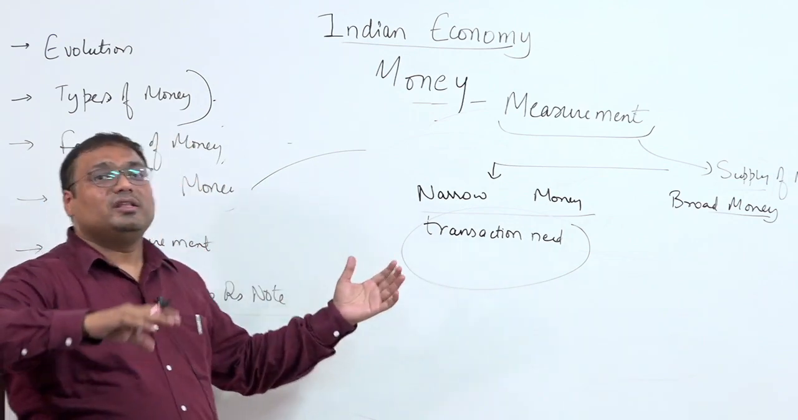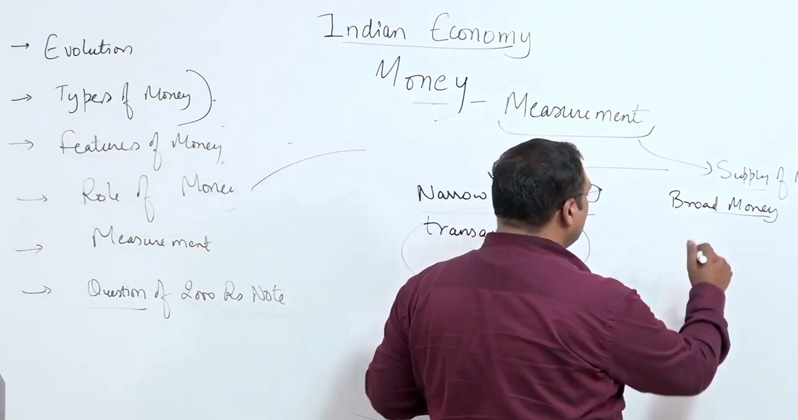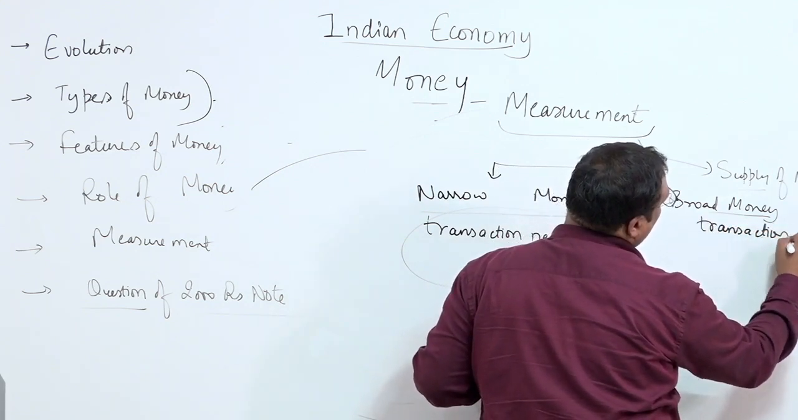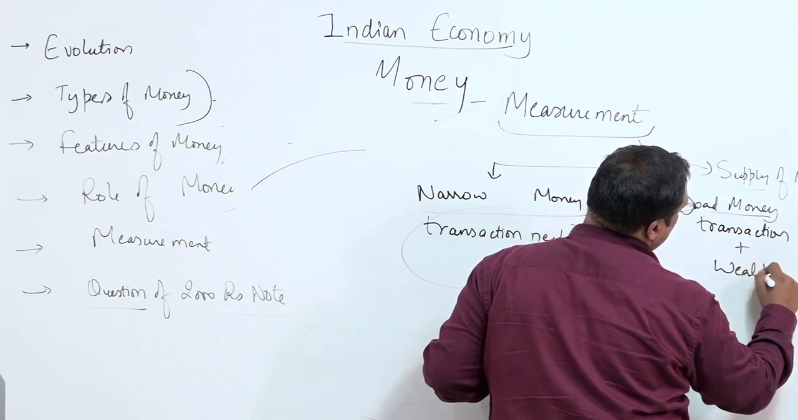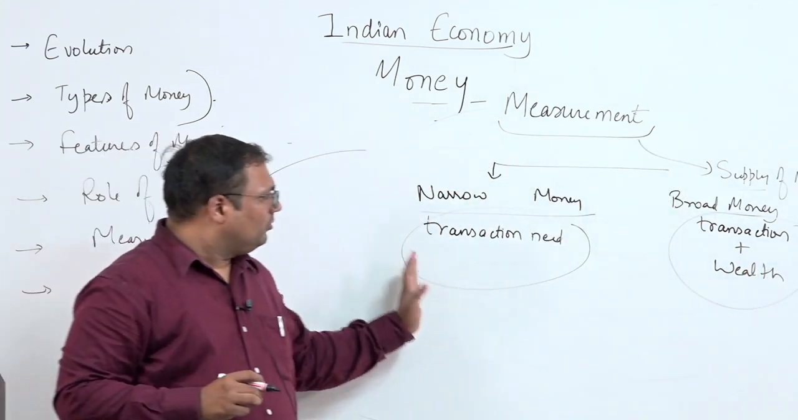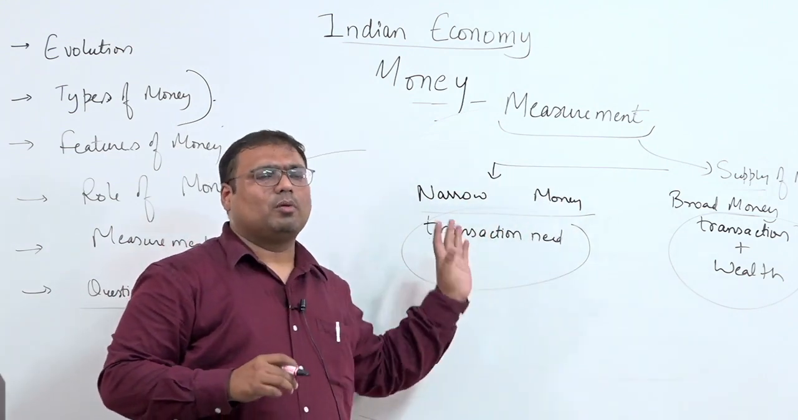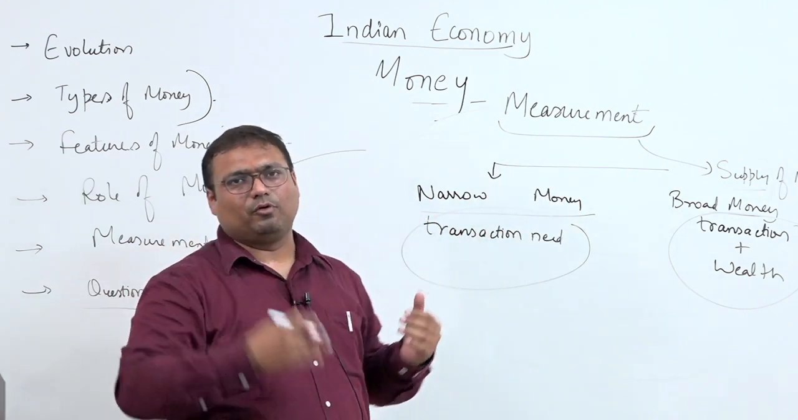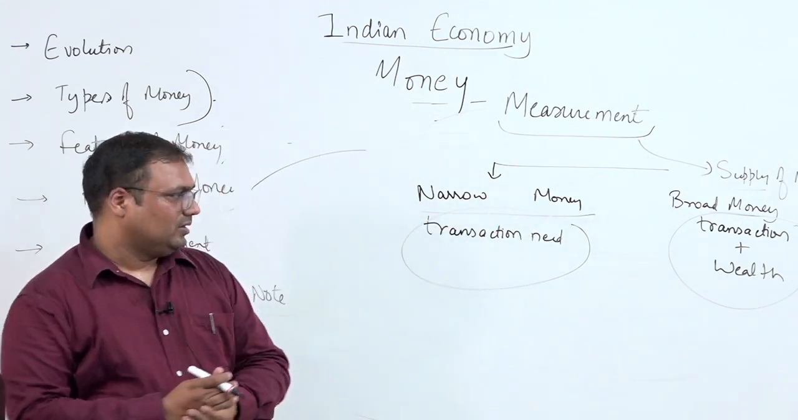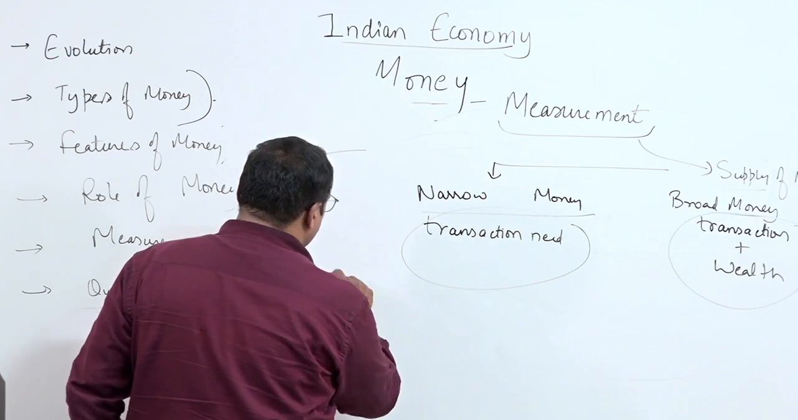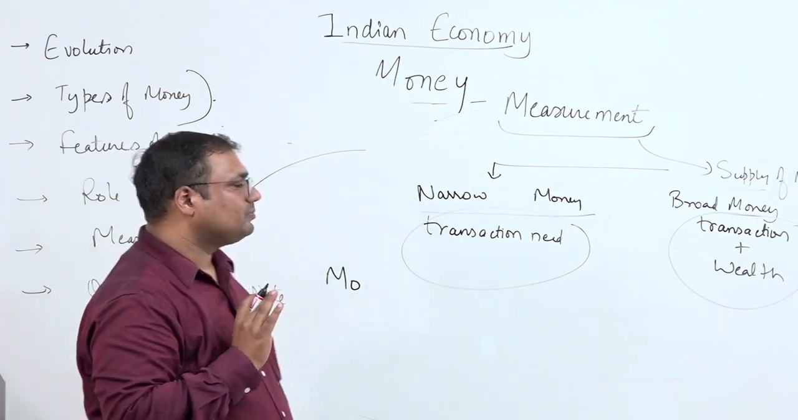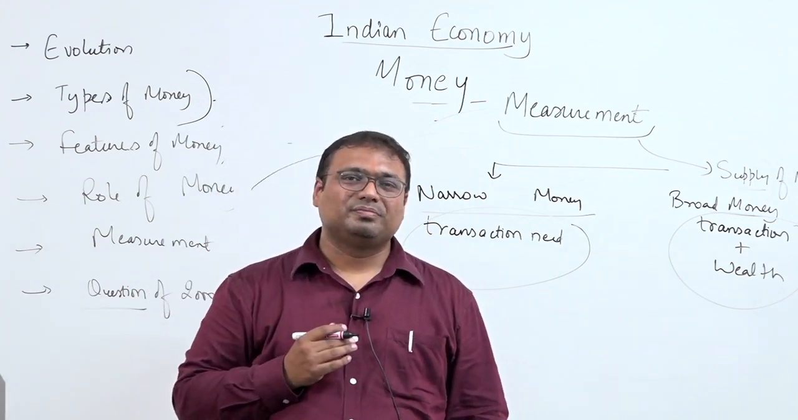That is narrow. In the broad money, we consider money which is used for transaction plus wealth. Okay, so that would be broad money. And we will easily understand it further when we talk about M1, M2, M3, M4. That is where we will try to understand how narrow money is defined in India. Now, let us talk about the measurements. First is M0. What is M0?